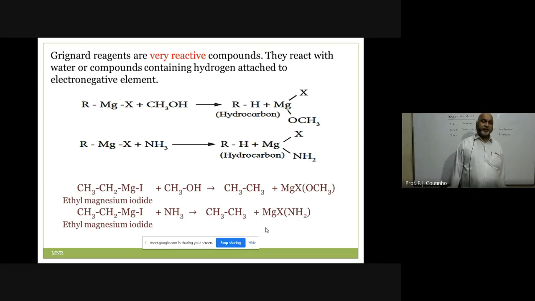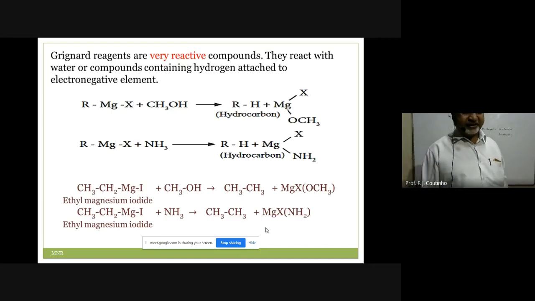Grignard reagents are very reactive compounds. And if you use aqueous or non-dry conditions, it will be even more reactive because there is a high affinity for water, like sodium. Sodium is preserved under kerosene. Why? Because if it is kept under water, it will explode. High affinity for water, hydrogen. That's why it is preserved under kerosene. And that's why this Grignard reagent is also very reactive, and it reacts with water or compounds containing hydrogen attached to an electronegative element, just like sodium.